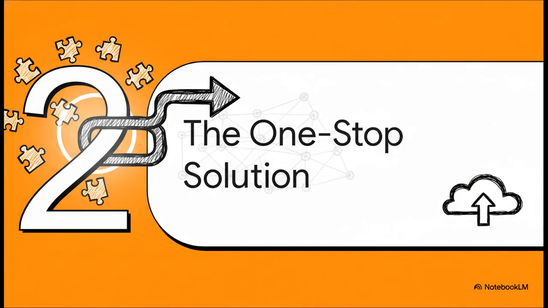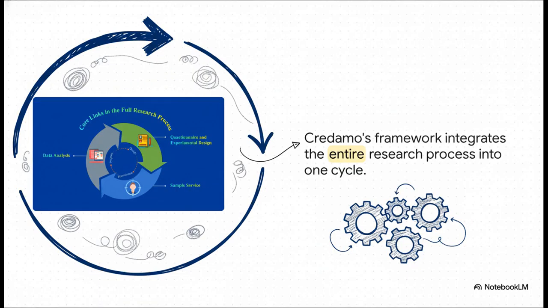But what if there was a way to bring all those scattered pieces together into one place? Well, this is where the story pivots. Let's talk about the solution that's proposed here, a platform called Credamo. And this visual just says it all, doesn't it? The whole idea behind Credamo is to integrate that entire workflow. So instead of 3 separate, clunky steps, it becomes one single, seamless cycle. Design, recruit, analyze, all inside one unified ecosystem.